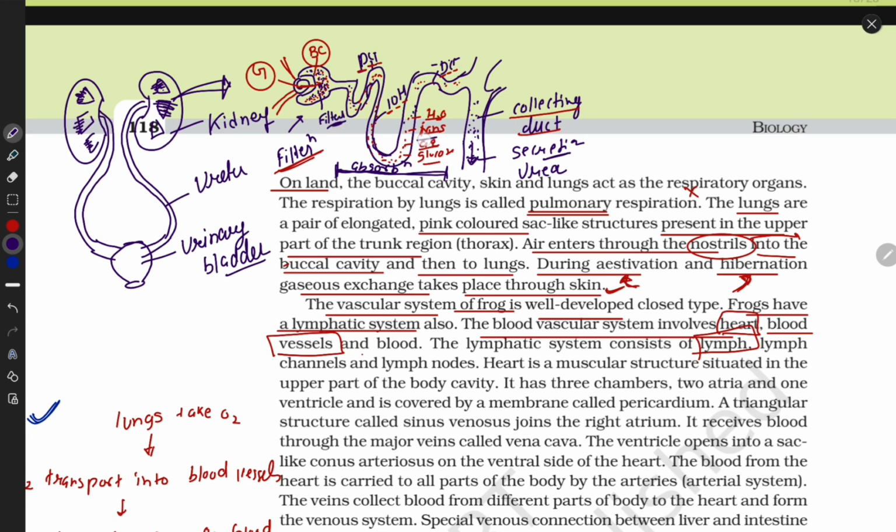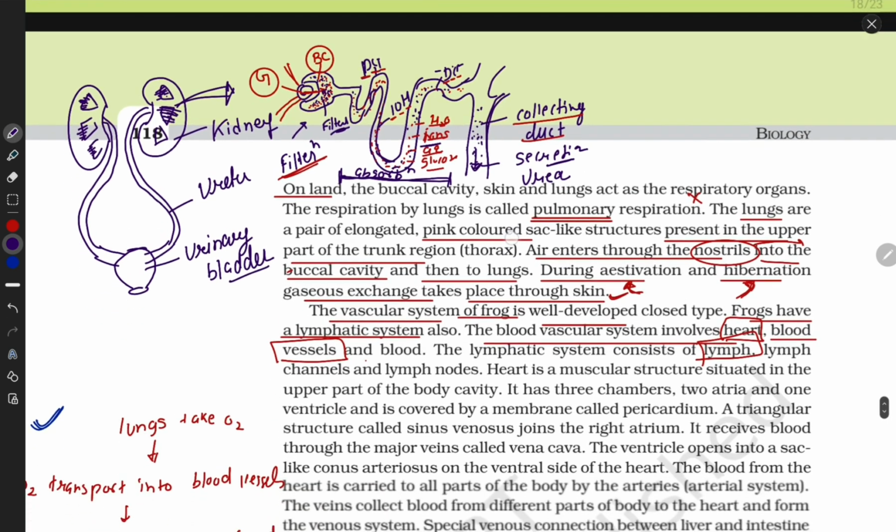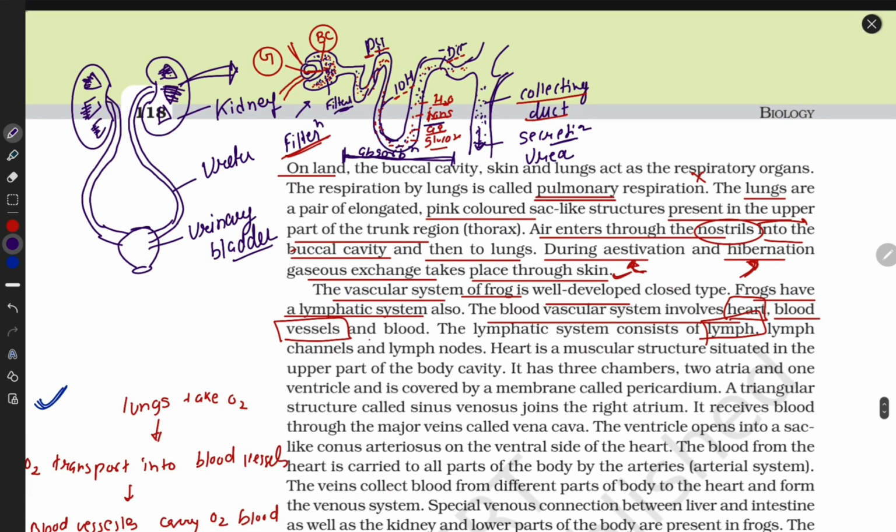If this filtrate has some important ions, they can absorb those ions. If it has some important amino acids, they also absorb amino acids. If it has some important glucose molecules, then the PCT, loop of Henle, and DCT absorb glucose molecules. But if something is waste, like urea, they release urea with the help of the collecting duct.